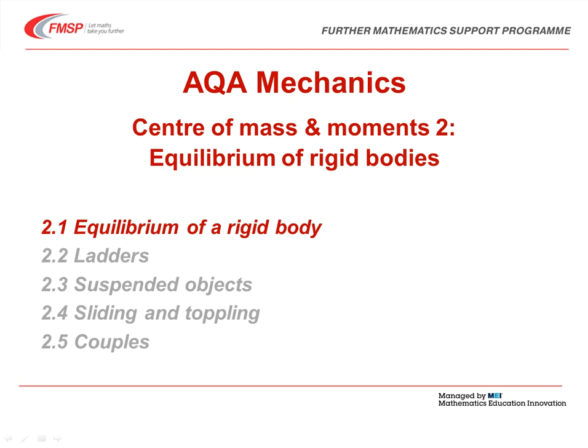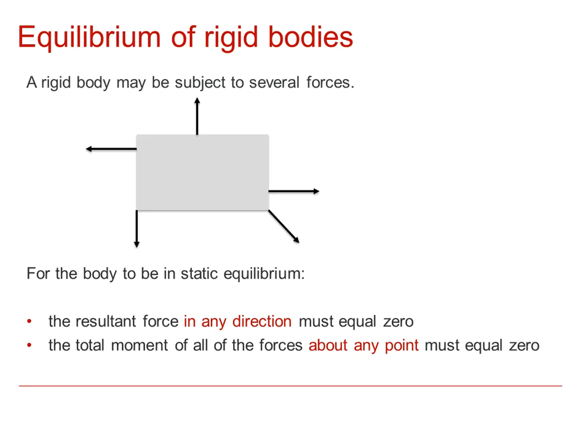This is a video for AQA Mechanics, Centre of Mass and Moments, section 2.1, which looks at the equilibrium of a rigid body. The diagram is just illustrating the fact that if we have a rigid body, it may well have several forces acting on it. But if we want to consider that the body is in what we call static equilibrium, then we have a couple of results that must apply.